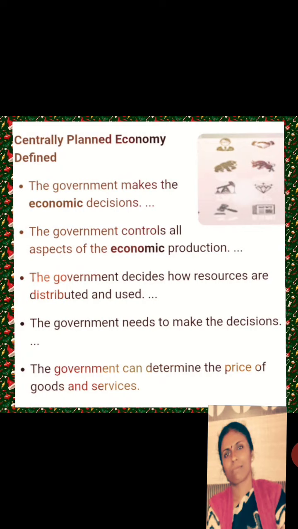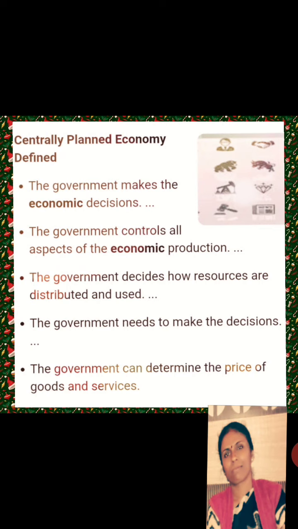So the government has to decide what to produce. That depends upon the necessity of the goods and services, what type of goods and services are demanded by the people of the country, and the intensity. And the second one, how to produce, means what type of technology we have to use. Basically there are 2 technologies, labor intensive and capital intensive.